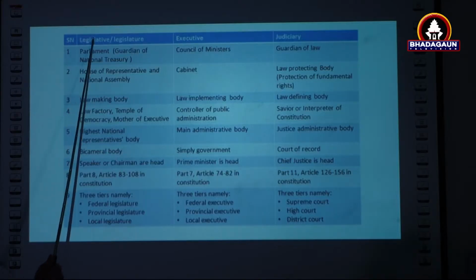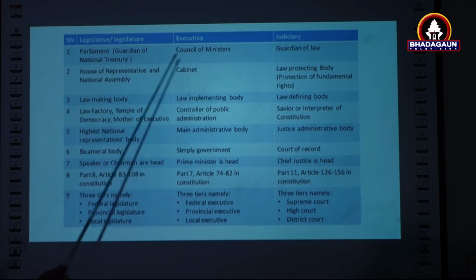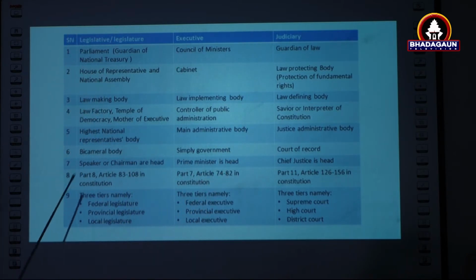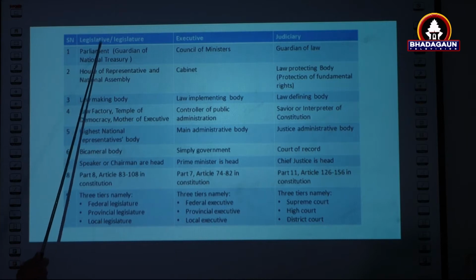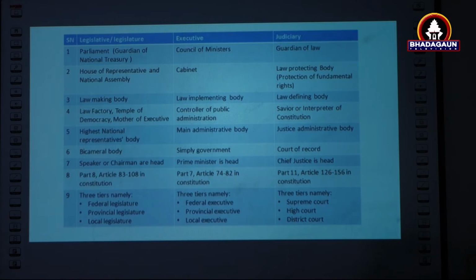First one is legislature. Legislature is also known as legislative, executive and judiciary, as I said before, Vyavasthapika, Karyapalika and Nyayapalika. If you know such comparison, then we can move ahead in terms of other relations. If you don't understand, it is very difficult to understand the relations as well. I'm talking about Unit 7 as well.